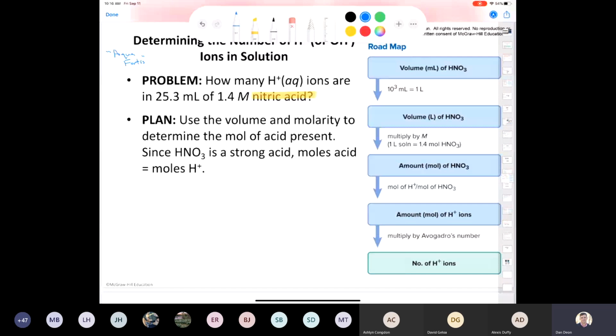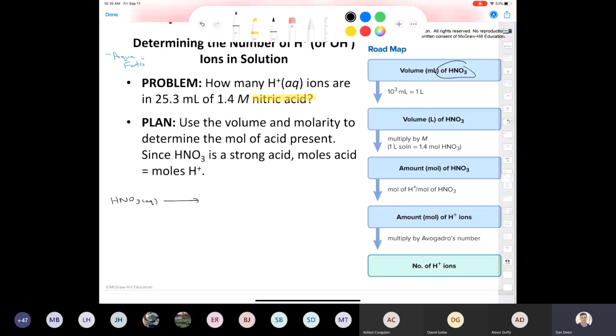Okay, so how many hydrogen ions are present in this much nitric acid? Well, we've already decided that nitric acid is a strong acid. So if we take some nitric acid, HNO3 aqueous, it's going to dissociate completely, because it is a strong acid. What's it going to dissociate into? H plus ions and nitrate ions, like that. So that tells you that for every 1 mole of nitric acid, I make 1 mole of hydrogen ions and 1 mole of nitrate ions.